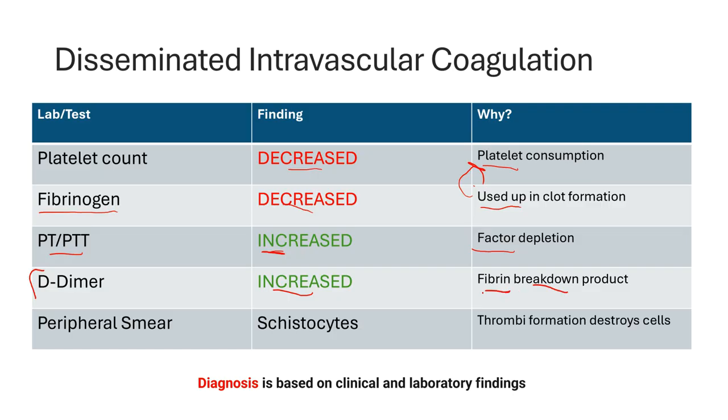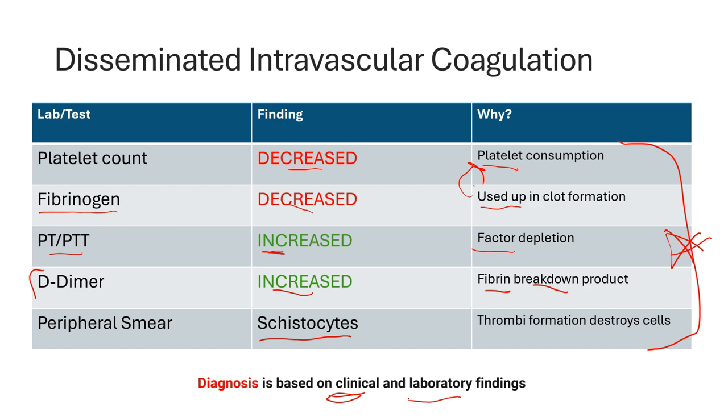And in our peripheral smear, similar to what we see in TTP and even HUS, you can see schistocytes. The big takeaway is that everything is affected, not just platelets, not just hemoglobin. It will be affecting your coagulation cascade now. The diagnosis of DIC is based on these clinical lab values as well as symptoms.